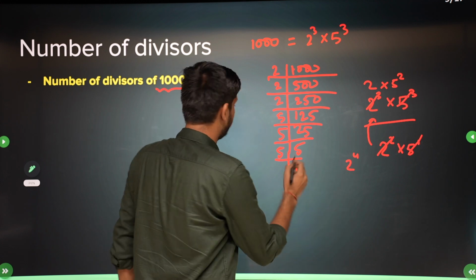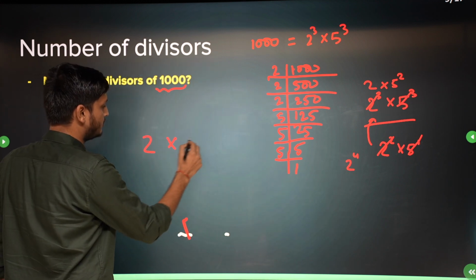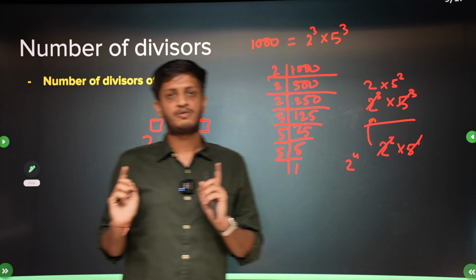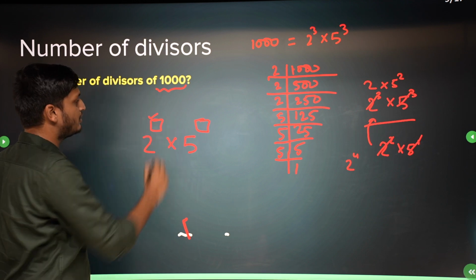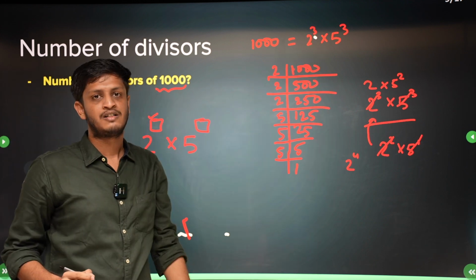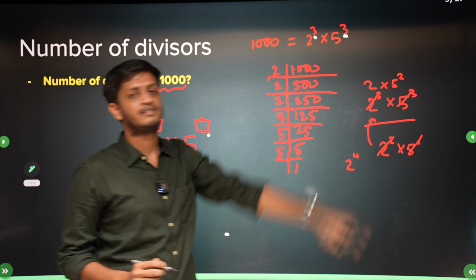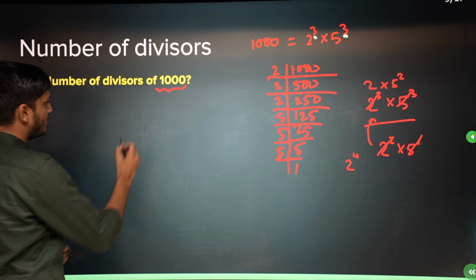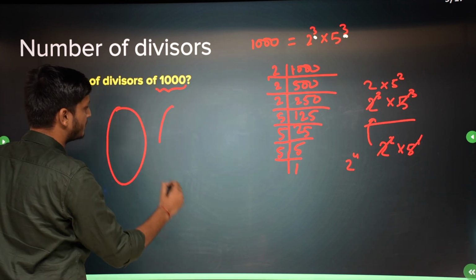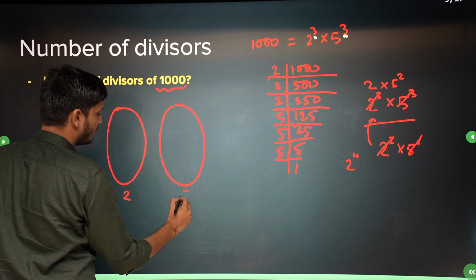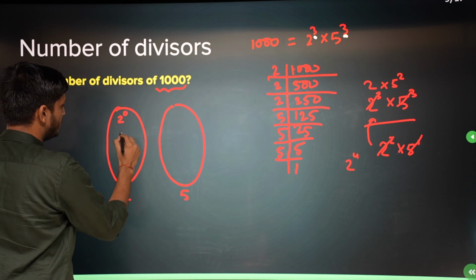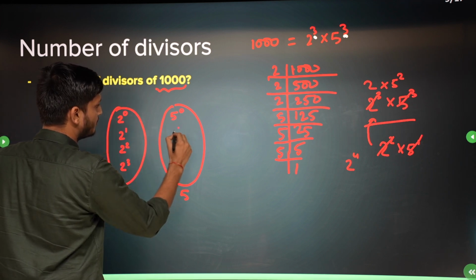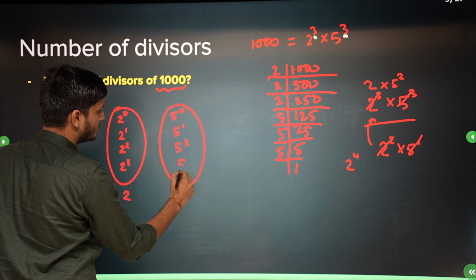So any number which can be represented in this form, 2 to the power something into 5 to the power something, will be a divisor of 1000. Now this something has to be between 0 and 3, and this something also has to be between 0 and 3, right? So if I just create a set for every prime number. This is a set of powers of 2, this is the set of powers of 5. 2 to the power 0, 2 to the power 1, 2 to the power 2, 2 to the power 3, 5 to the power 0, 5 to the power 1, 5 to the power 2, 5 to the power 3.